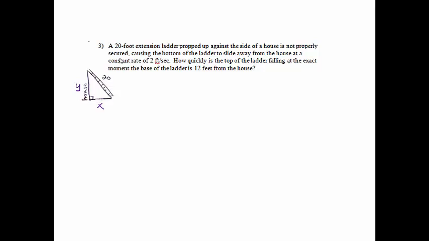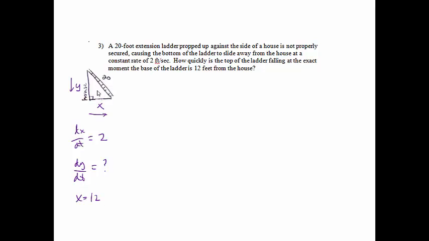Now let's put in what they tell us. It says the ladder is sliding away from the house at a constant rate of 2 feet per second. So it's telling us how fast the X value is changing. So dx dt equals 2. And then how quickly is the top of the ladder falling? So they're asking me for how fast is Y falling. So dy dt equals my question mark. And then it tells me that the ladder is 12 feet from the house. So my X direction is 12. So now I have my information.